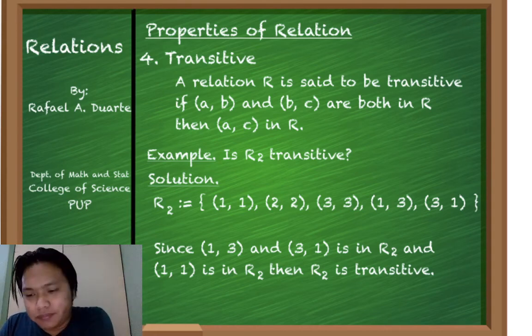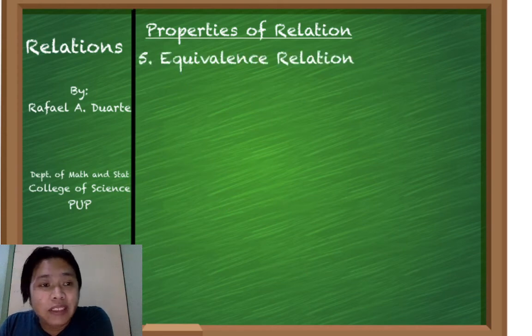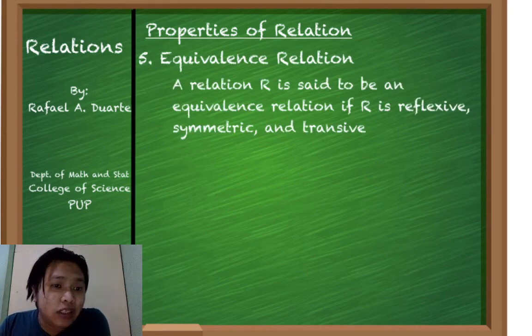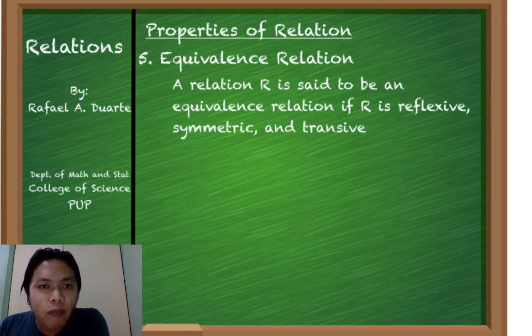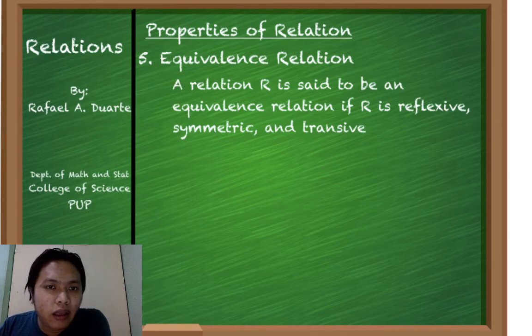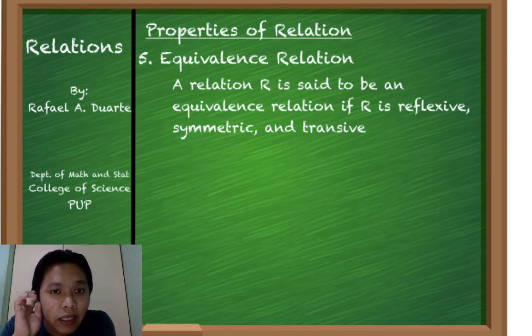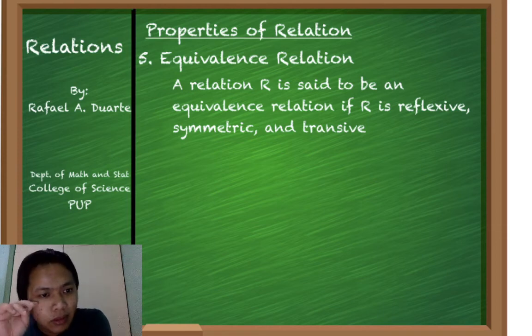Next property. Equivalence relation. Actually, the remaining two properties depend on the first four properties. We can say that R is an equivalence relation if R holds the properties reflexive, symmetric, and transitive. Okay? Three: reflexive, symmetric, and transitive.